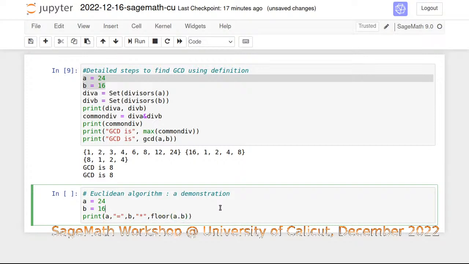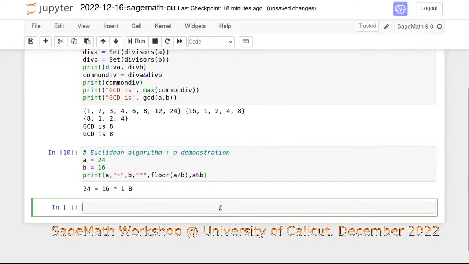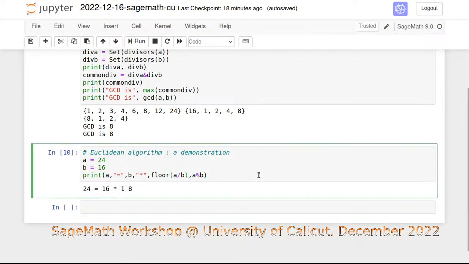This is the greatest integer not exceeding, this is the quotient. Floor of a by b, then star b. This is q. And what is the remainder? We know that this is a we are dividing with b and the remainder we need. Therefore, a percentage b is the remainder. a percentage b. Let us see the output of this. Oh, one plus is missing. Okay.